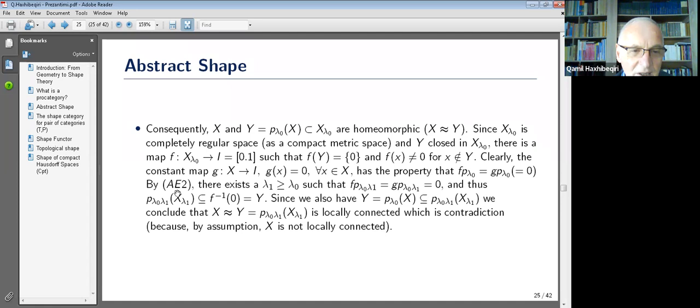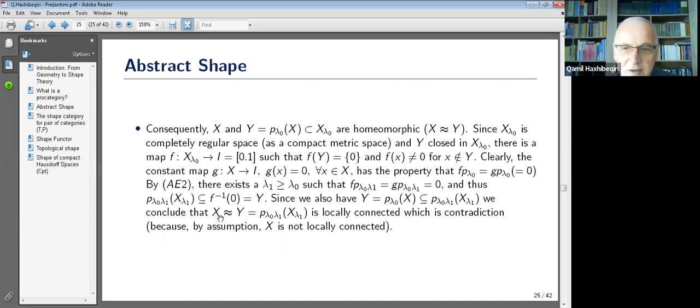By (E2), there is a lambda one greater such that these two compositions are equal, but since g is a constant map, all is a constant map equal to 0. And thus p_lambda zero lambda one of X_lambda one is a subset of f inverse of zero, which is Y. Since we also have Y is in p_lambda zero of X, a subset of p_lambda zero lambda one of X_lambda one, we conclude that X is homeomorphic with Y. But this is a contradiction because Y is locally connected and X is not locally connected, and thus this is shown.